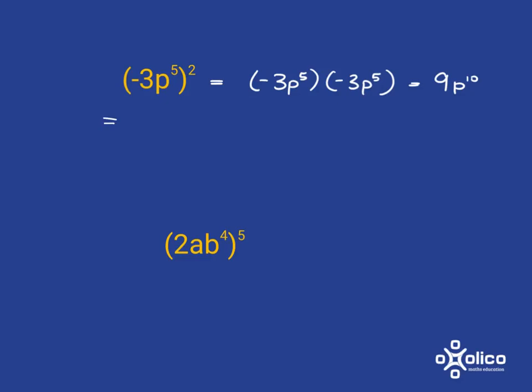And the thing that's important here to note is that this squared applies to everything in the brackets. So it must apply to the negative 3, and it also must apply to the p to the 5. So negative 3 squared is 9, and p to the 5 squared, using the rule we've just been looking at, is going to be p to the 5 times 2, and so we get our answer.